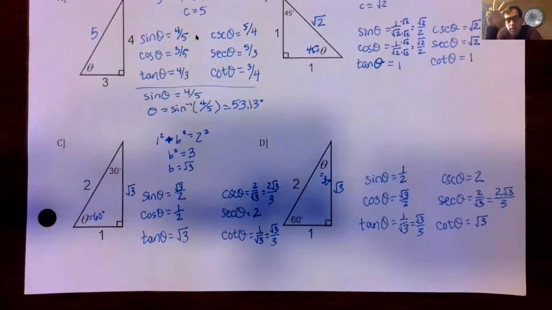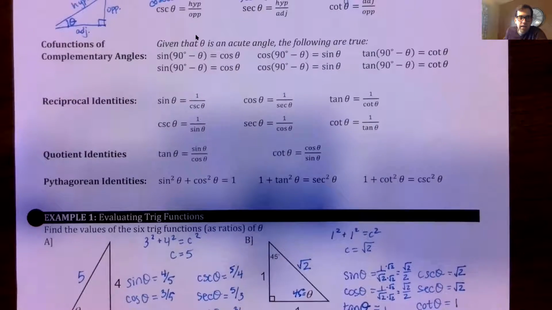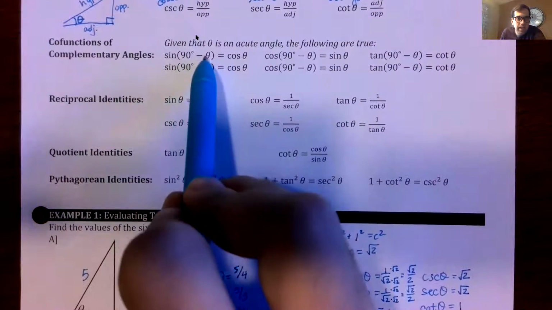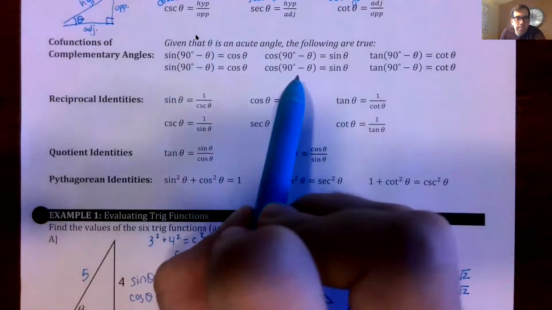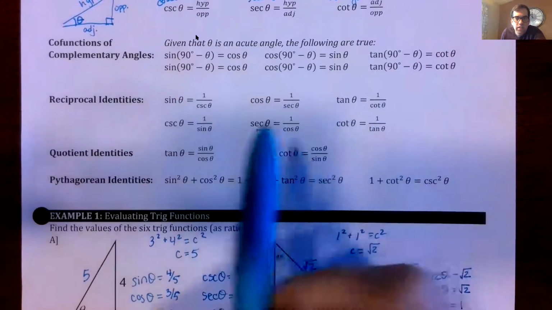So in these two scenarios, the trig functions that share part of their name actually switch. So sine and cosine, secant and cosecant, and tangent and cotangent. Those pairs actually switched. And that's part of the complementary angles piece up at the top. So if we have sine of 90 minus theta, that's cosine of theta. And the same is true for the cosine and the tangent.